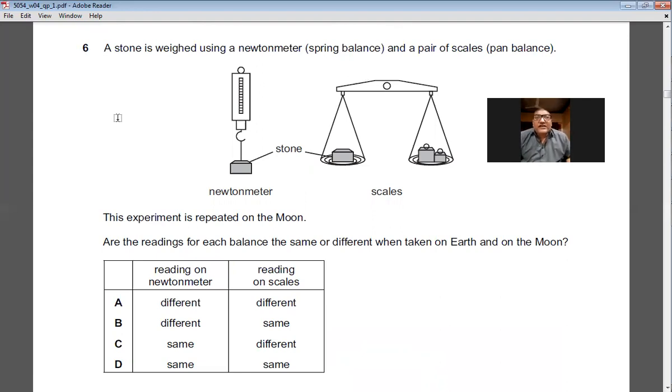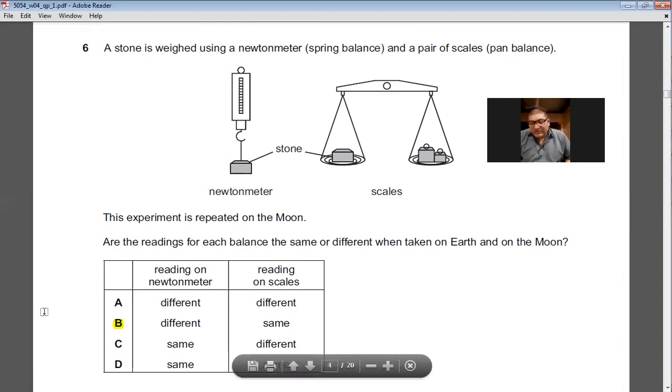Are the readings for each balance the same or different when taken on Earth and on the moon? The reading on the Newton meter will be different, but the reading on the scales, the pan balance, will be the same because they tell you the mass. Different, same. B is the choice. Question number 6, B is the right choice.